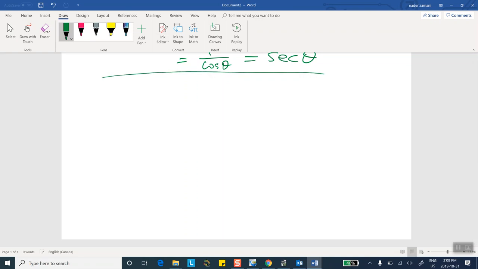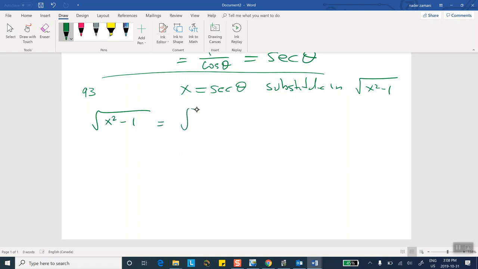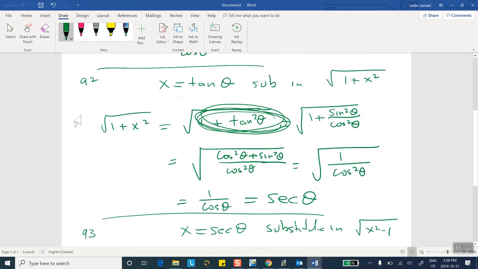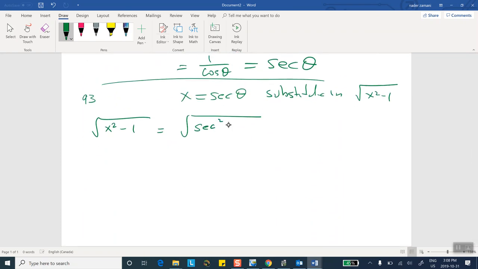Number 93, same type of problem. It says x equal to secant theta. Substitute in square root of x squared minus 1 and then simplify. So square root of x squared minus 1 is equal to square root of secant squared theta minus 1. Secant squared theta minus 1. But remember, secant squared is 1 over cosine squared theta, minus 1.